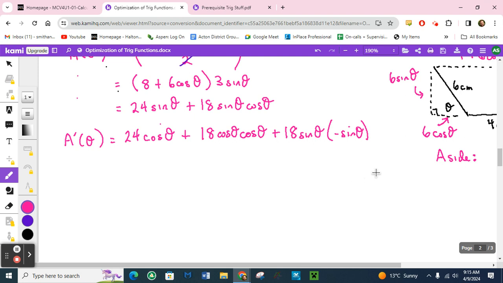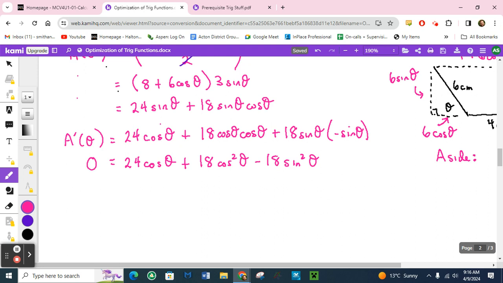There's going to be a few steps, all manageable. Let me walk you through what we can do here. Let's maybe clean things up a little bit. So I see cosine theta times cosine theta. Let's write that as cosine squared theta. So we have 24 cos theta plus 18 times cosine squared theta. And then I have 18 times sine theta times minus sine theta. Maybe I can clean that up. Minus 18 sine squared theta. And we're setting that to 0, so I might do that right now. Pop a 0 on the left-hand side.